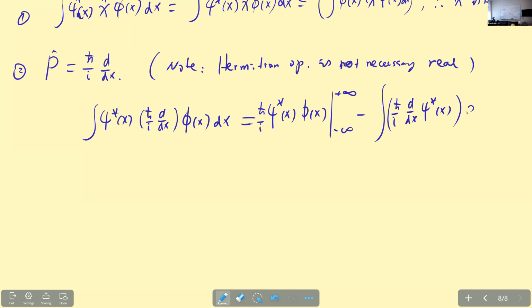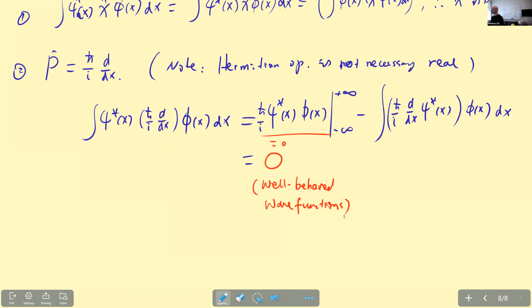Okay, and the phi x and dx. Now this is important. This one equals 0 because of, so this is 0. That's called a well-behaved wave function, right? For example, it must be normalizable, and this wave function must vanish at infinity.